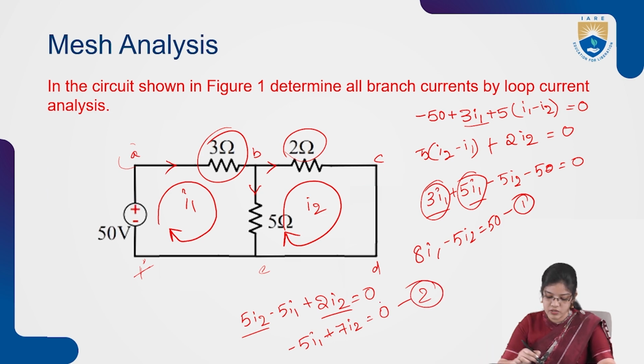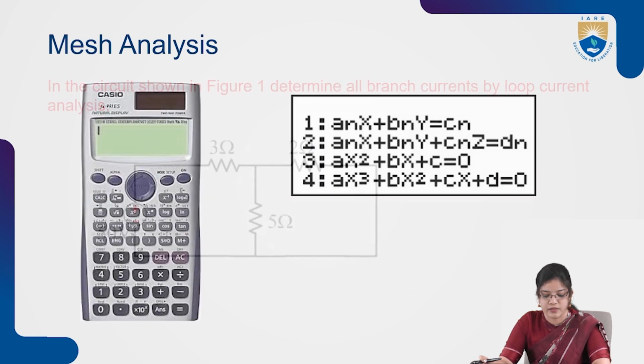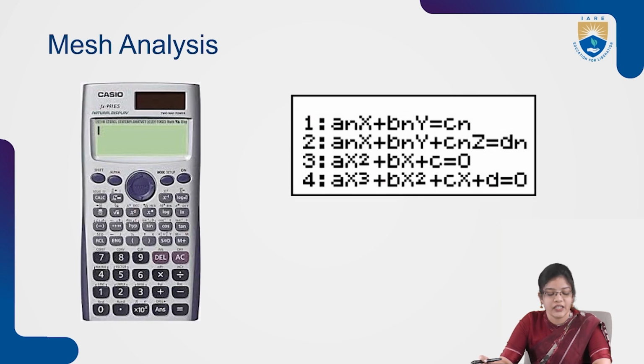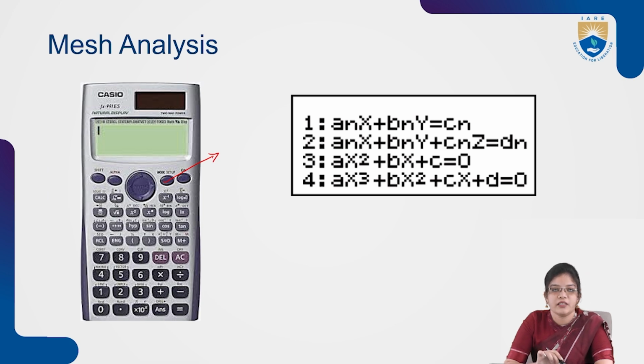Now we have to solve equation 1 and equation 2 by using Cramer's rule, or by using a scientific calculator we can substitute these equations directly. So how to substitute the equations by using the calculator? Here is the scientific calculator which we'll be using to solve the problems. Here is the mode setup option. If we click this mode setup option, we have to select option 5, which is equation.